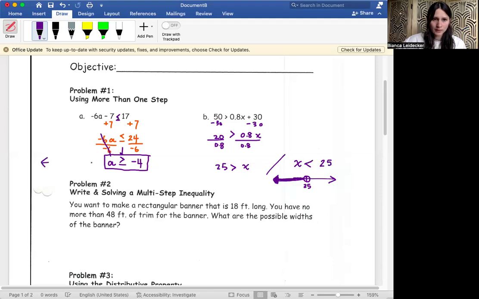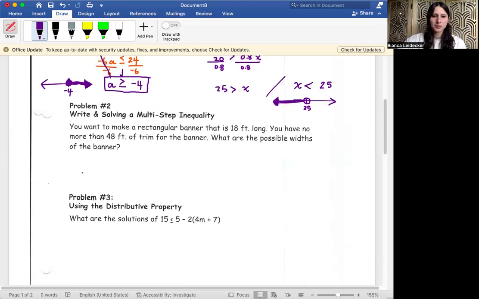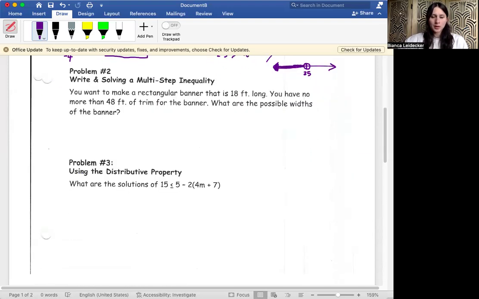Let's quickly graph this on a number line. Negative 4, are we going to bubble in or keep it open? We're going to bubble in and shade to the right because we have to find a value that's greater than negative 4 for A.